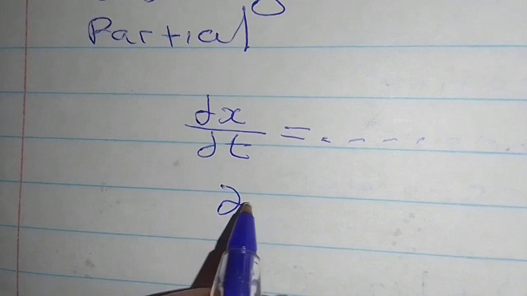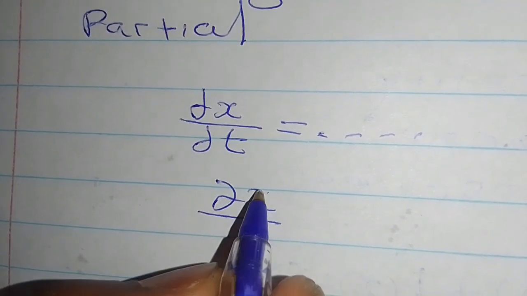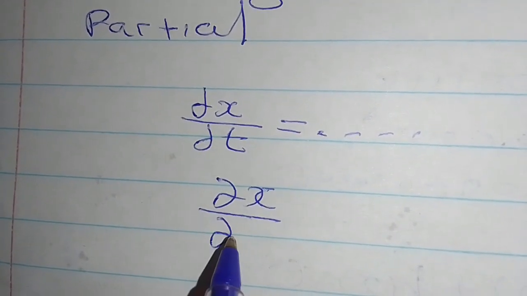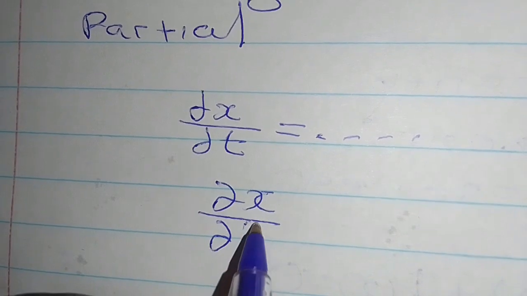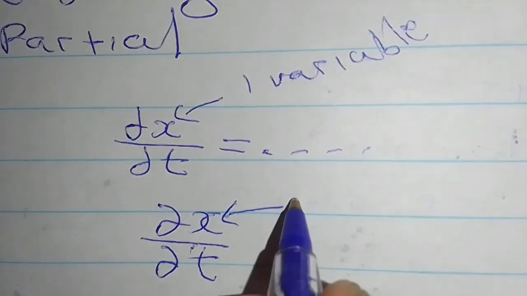And then for the partial ones, you're technically going to have something like this, where x is some function of two variables, and then you take this with respect to time. So x here, in the ordinary case, is a function of one variable. And to take the partial derivative, we'll assume that x here is a function of two or more variables.